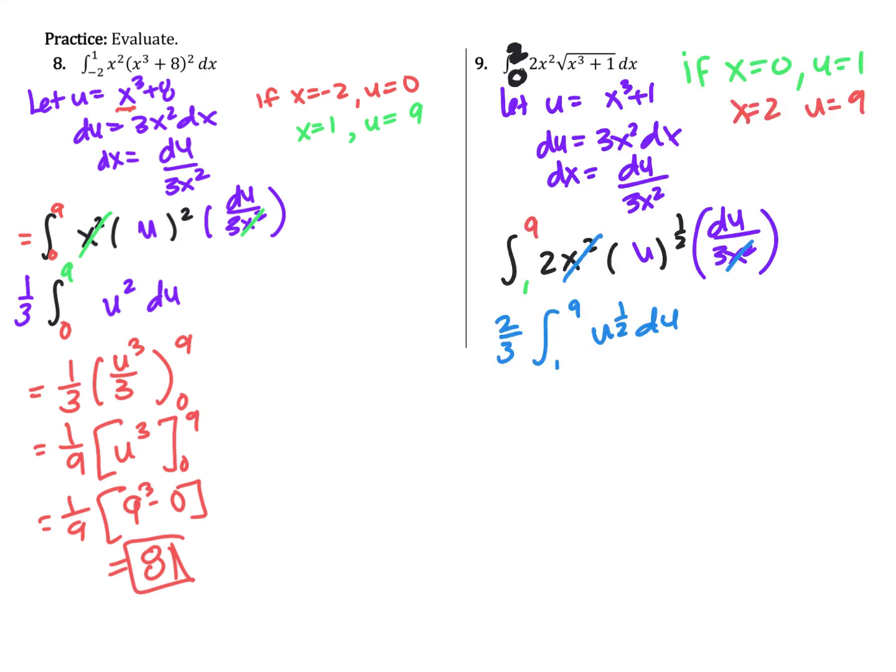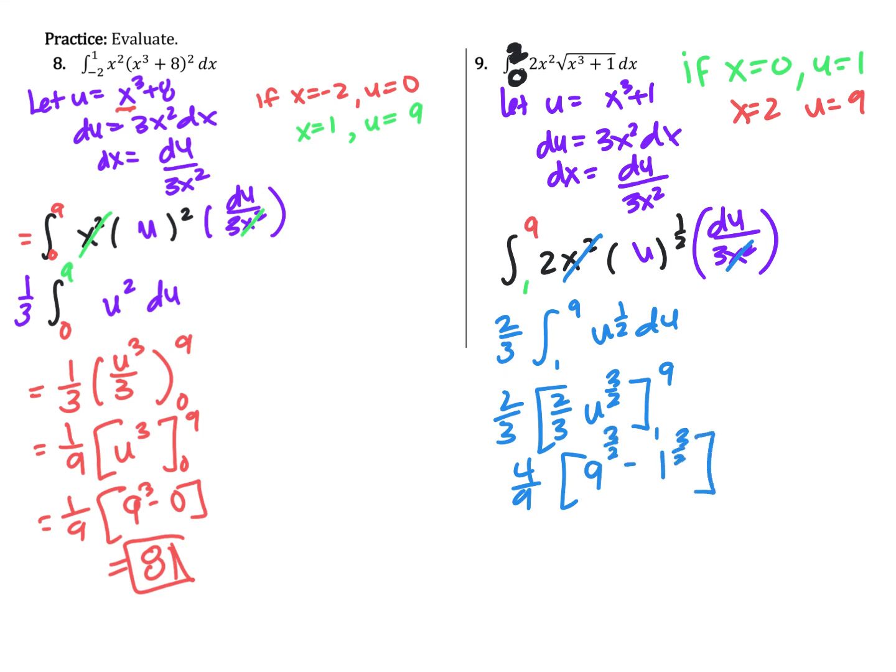So hopefully you've had a chance to work through this. Once we get rid of all things related to x, we should end up with 2/3 times the integral from 1 to 9 of u to the 1/2 power du, which is going to become 2/3 times u to the 3/2 multiplied by 2/3, evaluated from 1 to 9. So I'm going to go ahead and take 4/9 out. 9 to the 3 over 2 minus 1 to the 3 over 2 if I substitute in. So this is 4 over 9.